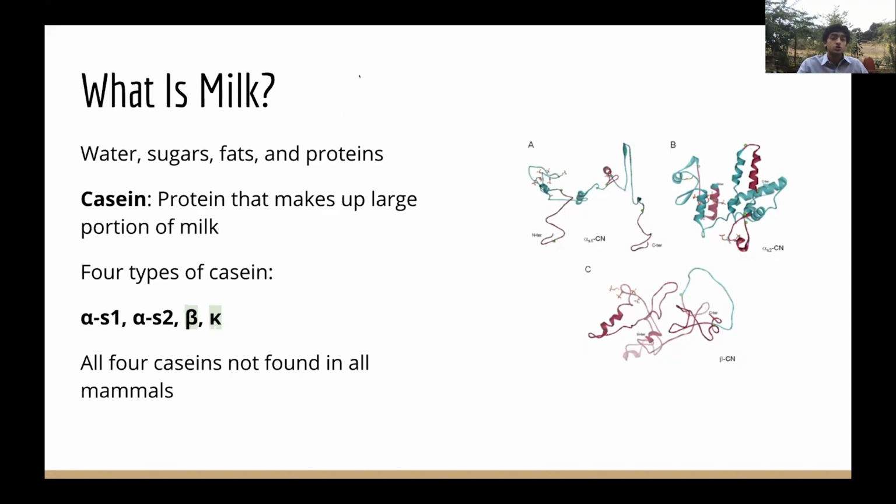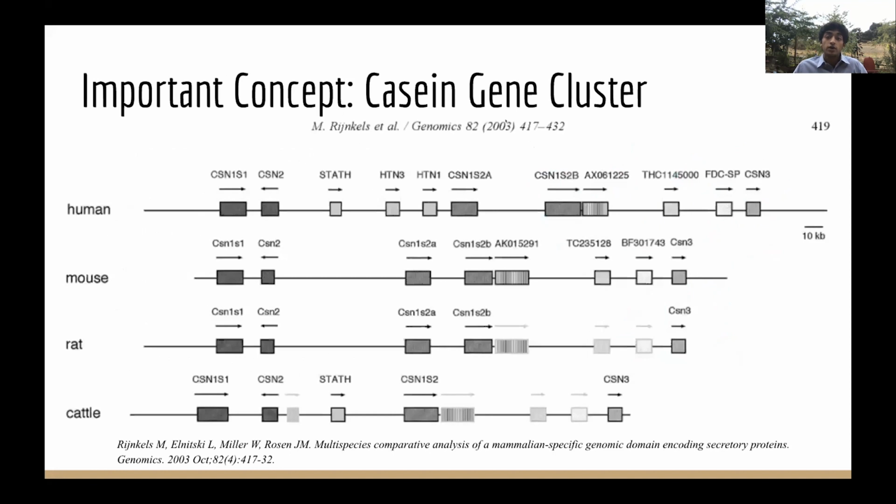Now, this gets us to our first important concept, which is the casein gene cluster. These are figures from a genomic study done in 2003, and you can see these CSN blocks right here represent casein genes.